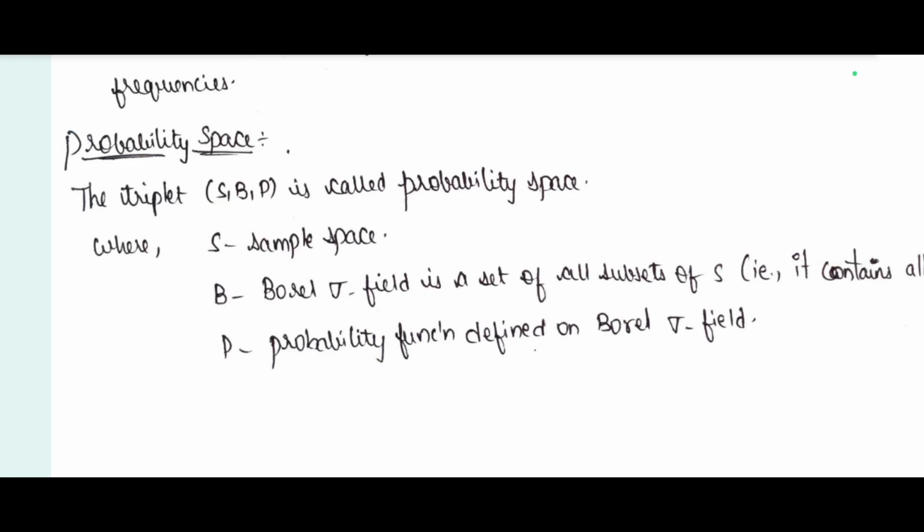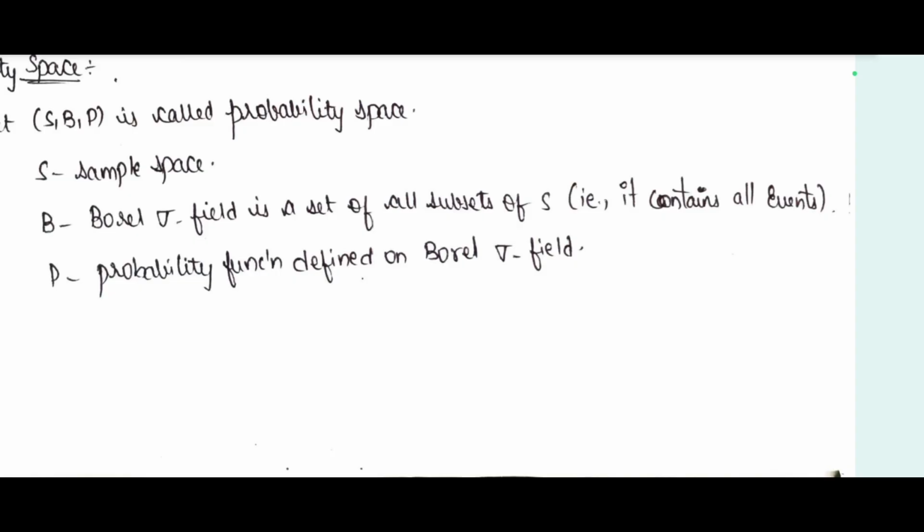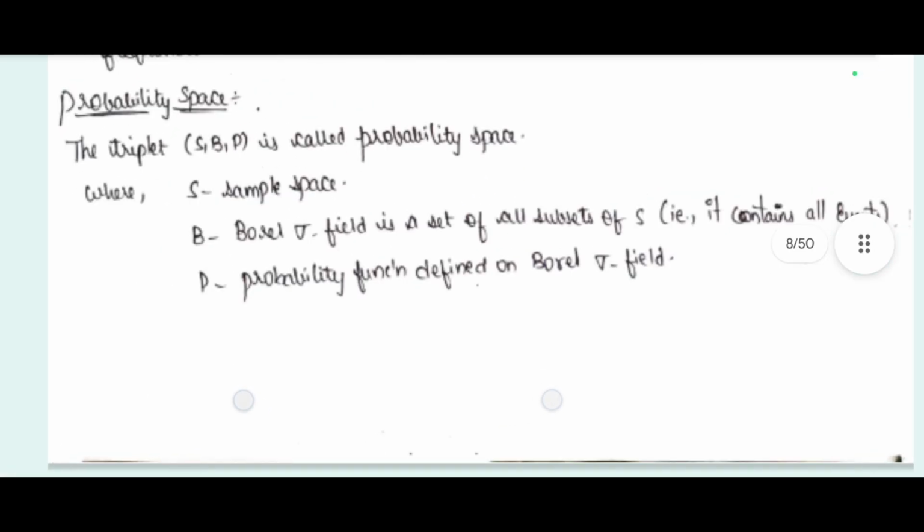Similarly, we have some more definitions. They are the probability space, the triplet, which we can call (S, B, P). S is the sample space, and B is the sigma field, a set of all subsets of S. Next, P is the probability function defined on the sigma field, for all the events. You can see these are the triplet.